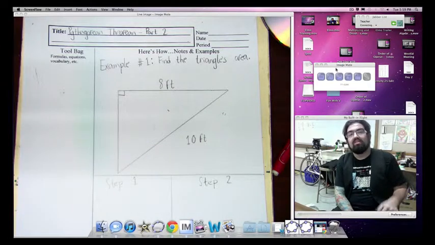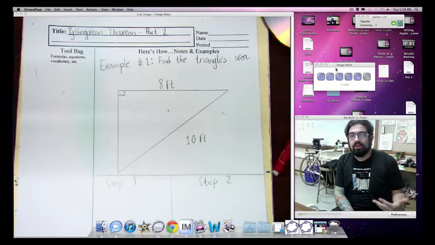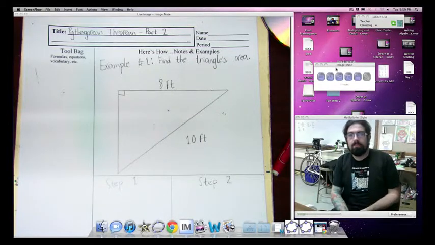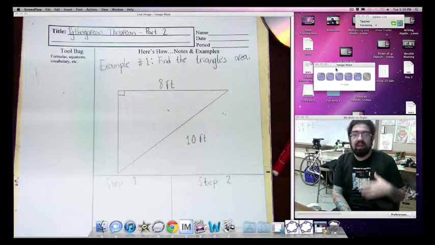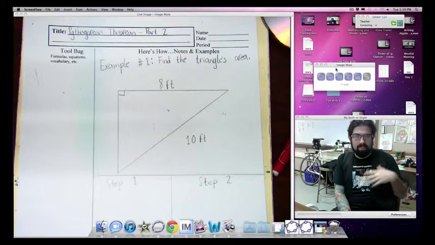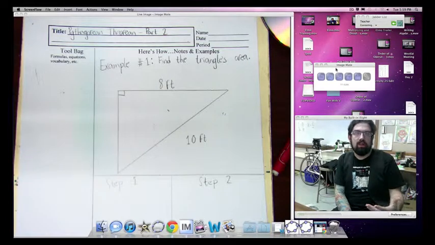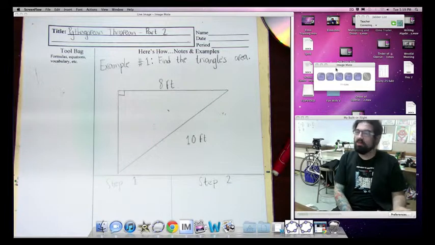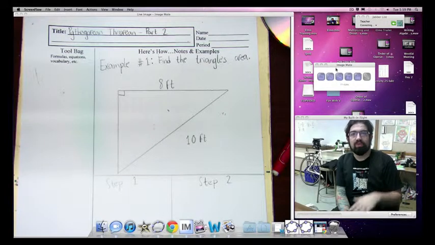Hi, this is part 2 of the Pythagorean theorem. I'm going to do just 2 examples, but the 2 examples I'm going to be doing are not just about the Pythagorean theorem, but also about how they can be used in problems that have a lot of different steps.